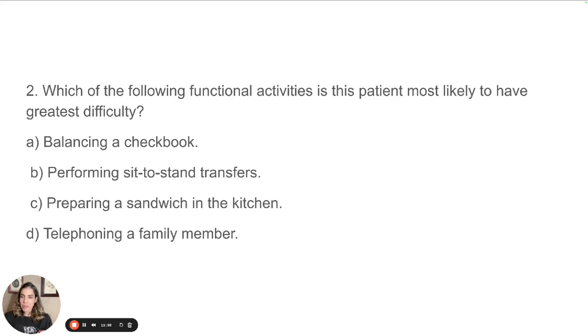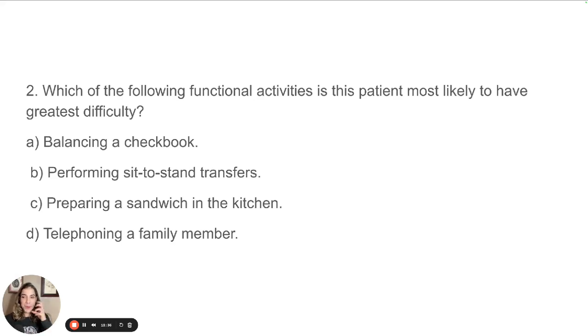I think telephoning a friend could be an attractive choice, but I don't think it's a functional activity. Okay. So I'm going to cross D. Now we're left with sandwich and balancing a checkbook. Now balancing a checkbook is really attractive, right? You need your vision to see the numbers and counting and balancing. But I don't think this is a functional activity.